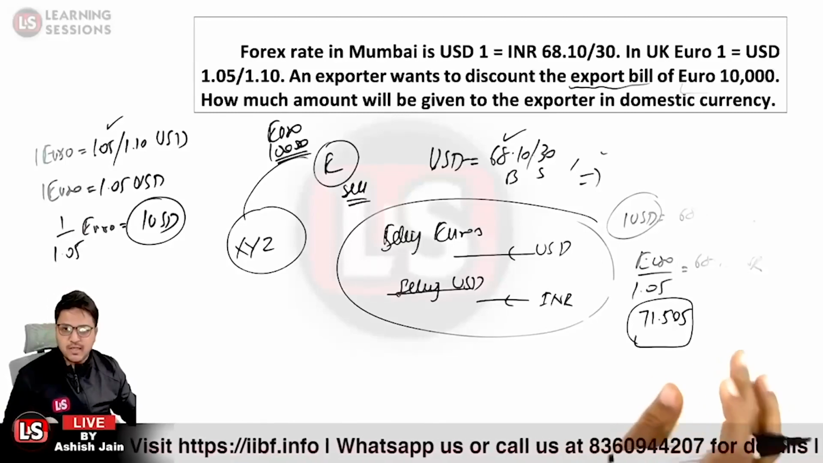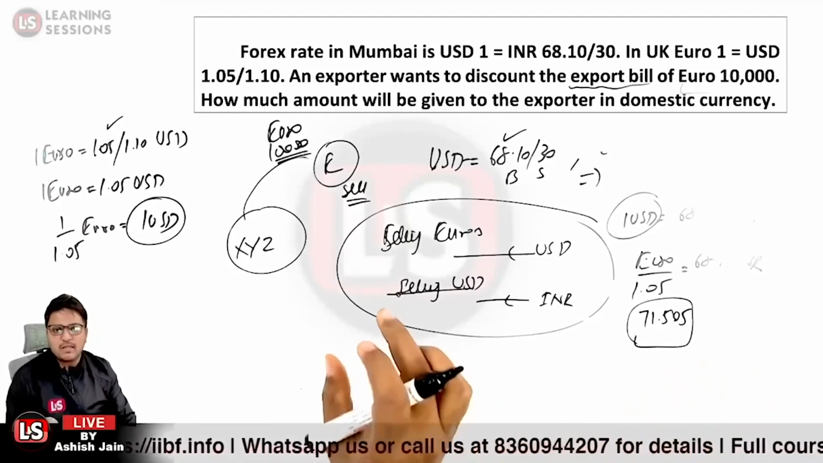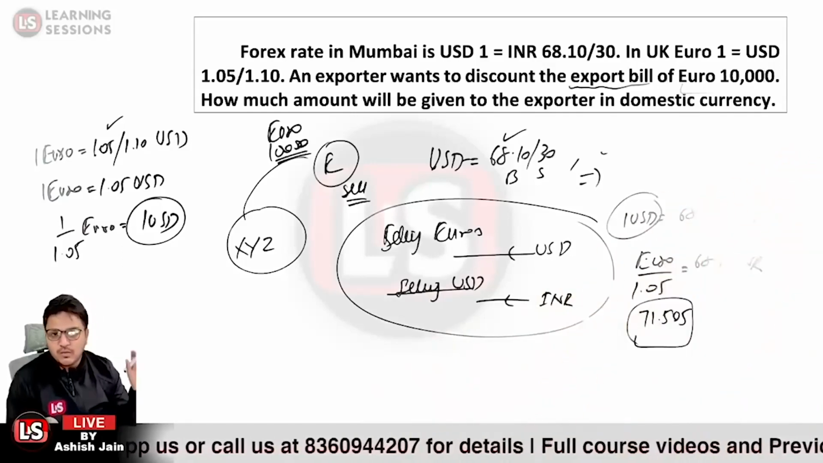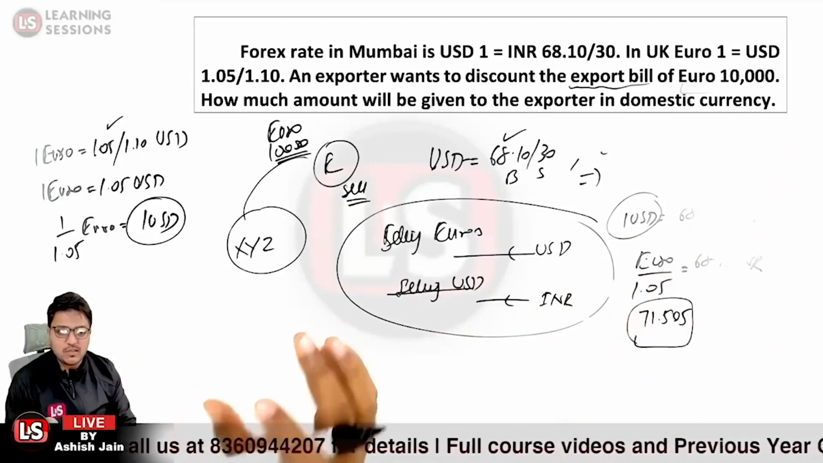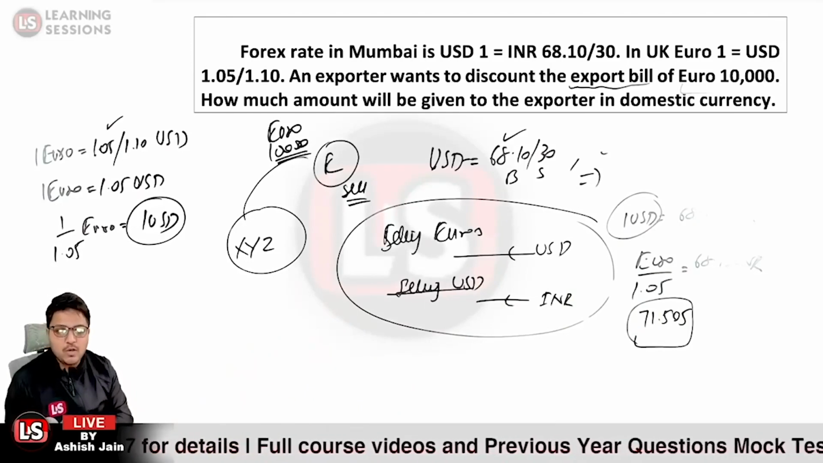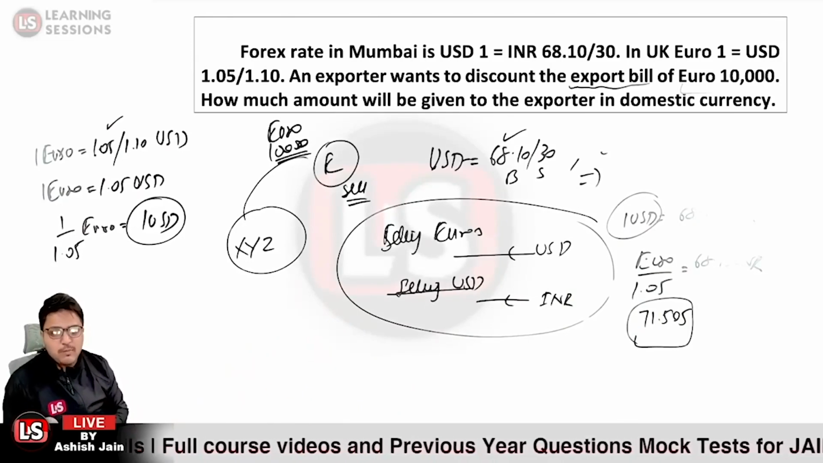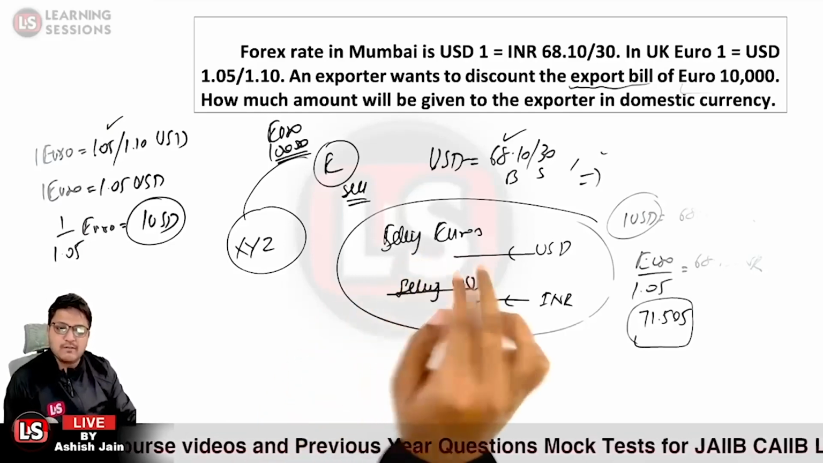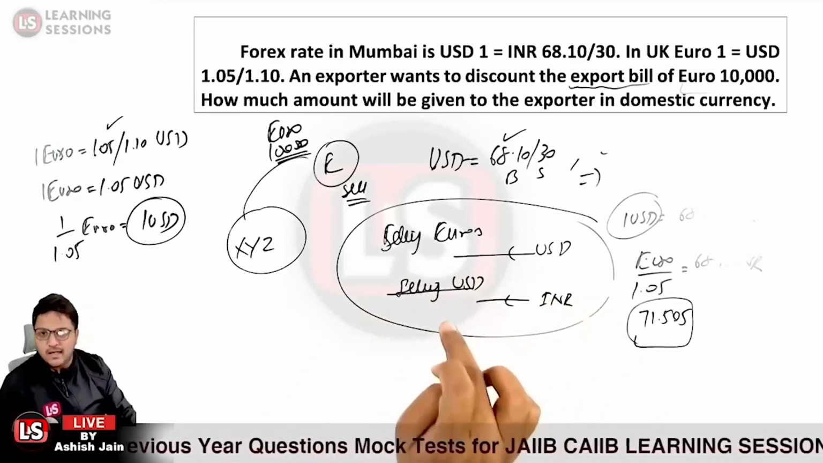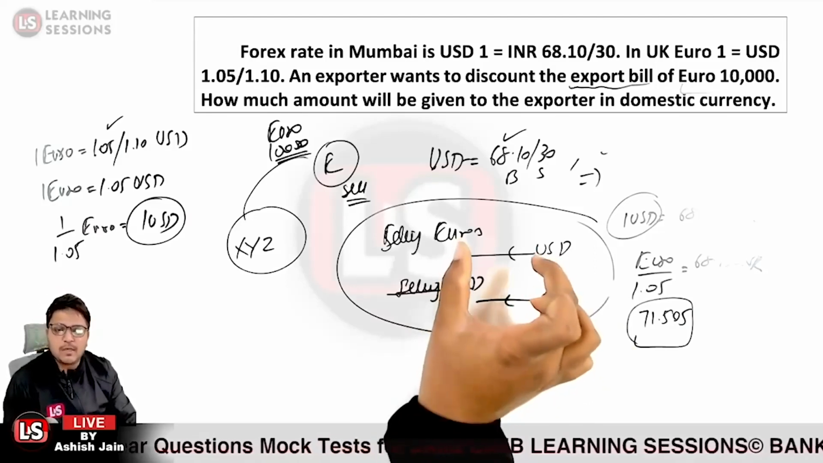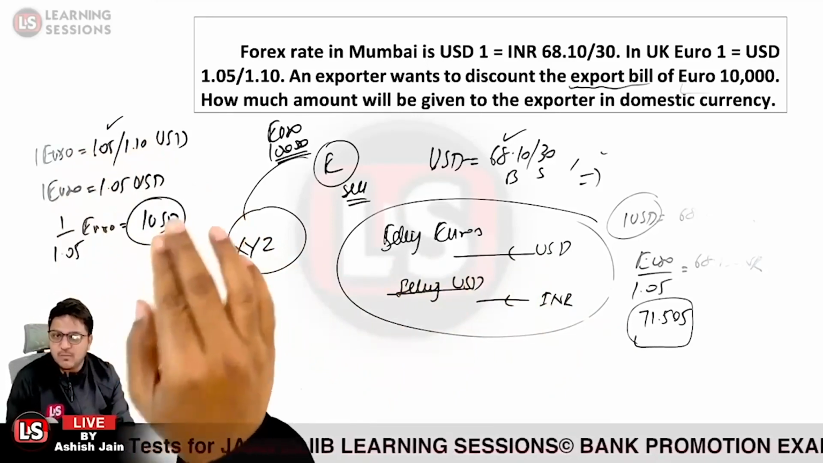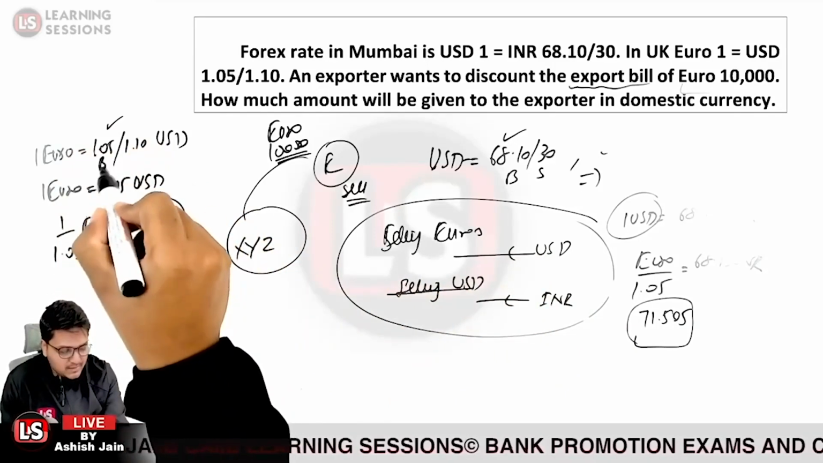Let me explain this to you again. Over here we are provided with different rates, and the export bill was drawn in euro 10,000. Now from the exporter's point of view, he wants to sell the euros and get the INR, but no direct currency pair is available. So he will be selling the euros and getting the USDs, and then selling the USDs and getting the INR. We are provided with the currency pair for euro to USD, that is 1.05/1.10. Now this is the buying rate and this is the selling rate.